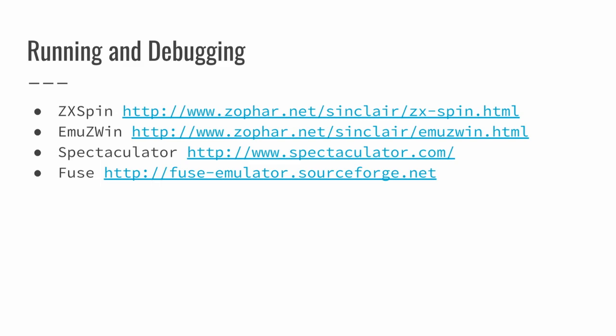For running and debugging, there's a bunch of emulators. ZX Spin is what I generally use. There's also EmuZWin. EmuZWin is a really interesting one because it records every instruction, basically, so you can rewind time. This one's incredibly useful if you've got a crash that you can't track down, because what you do is run your game or your demo until it crashes, and then you rewind, and then you can pick up the crash. That can be a real lifesaver.